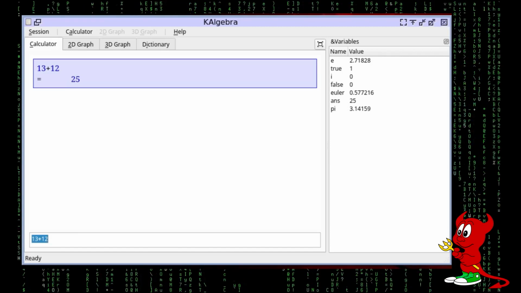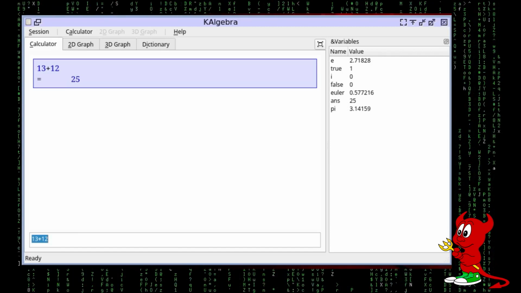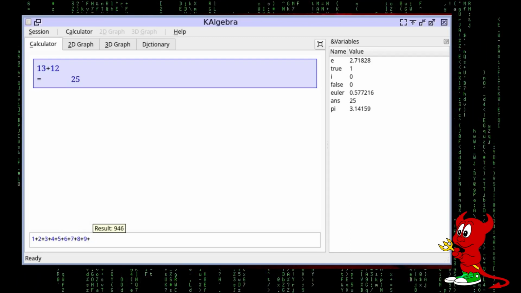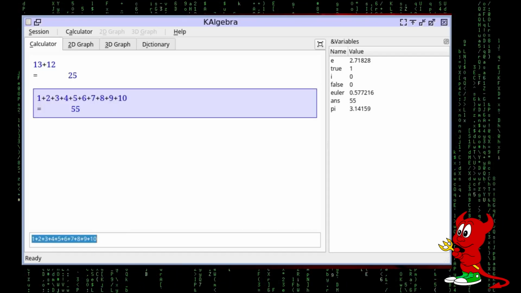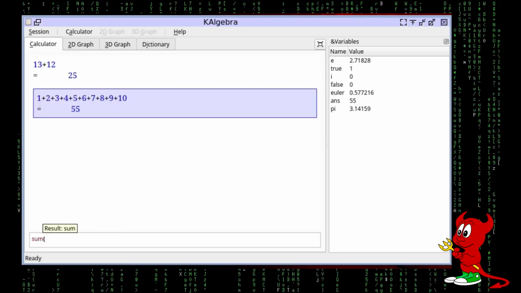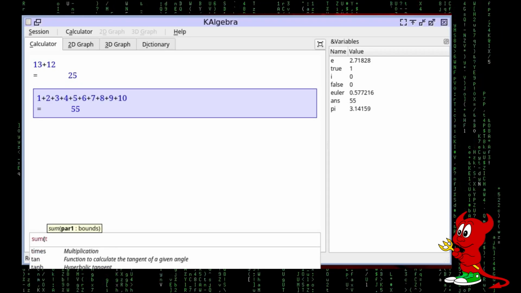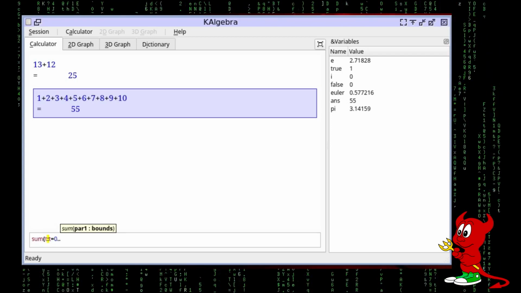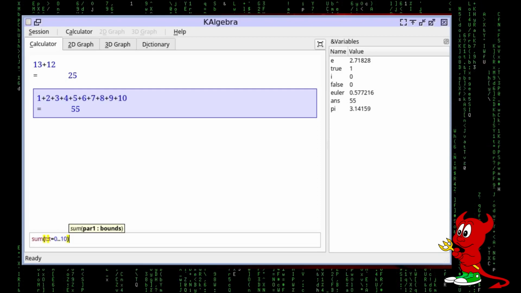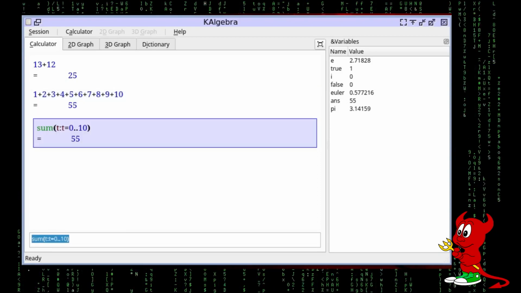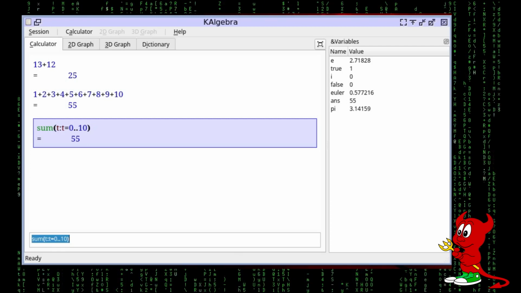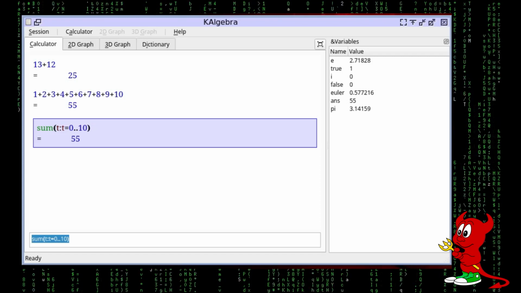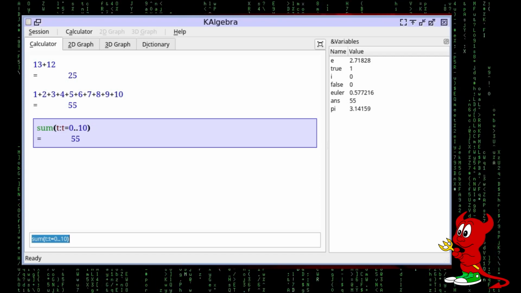We can also look at things like how to sum the numbers from 1, 2, 3, from 1 to 10. The result is 55. Or we could say sum of t, where t is 0 to 10. It's 55. This is the summation of t, from t going from 0 to 10, which is the same as 1 to 10, because adding 0 doesn't count.